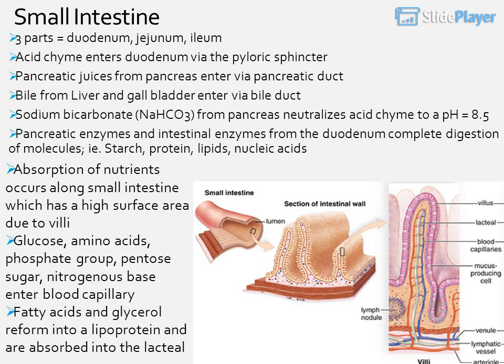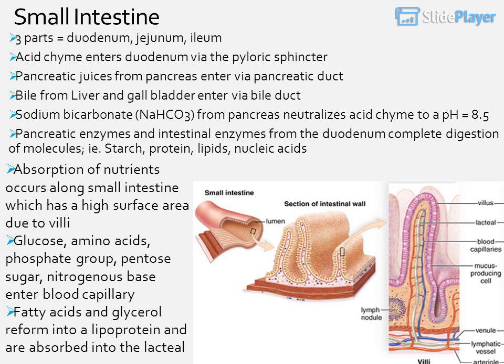Small intestine: 3 parts equals duodenum, jejunum, ileum. Acid chyme enters the duodenum via the pyloric sphincter. Pancreatic juices from the pancreas enter via the pancreatic duct. Bile from the liver and gallbladder enters via the bile duct. Sodium bicarbonate from the pancreas neutralizes acid chyme to a pH equals 8.5.